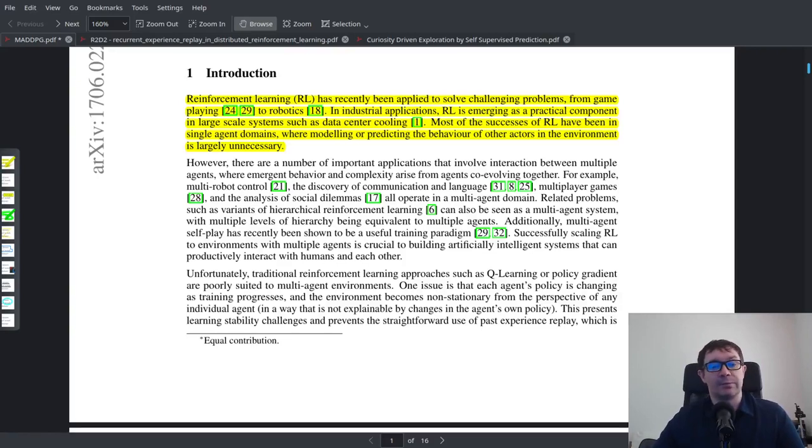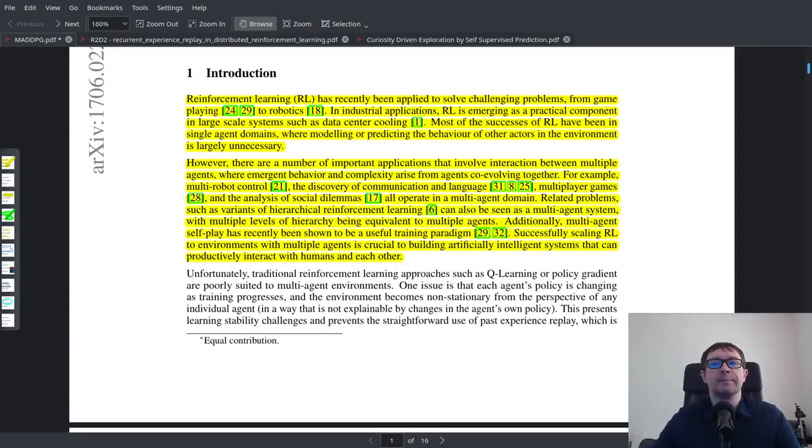Now, when you read papers, they're all going to start out with grandiose claims of being the greatest thing since sliced bread. So you should always take these with a little bit of a grain of salt, though obviously this does move the field in the direction of cooperation among agents. And so it's not like it's a totally off-the-wall claim that isn't supported by the results. It's just a bit of a stretch to say that this particular algorithm is going to find its way into industrial applications. So in the next paragraph, they get to the source of the issue with the single agent approaches.